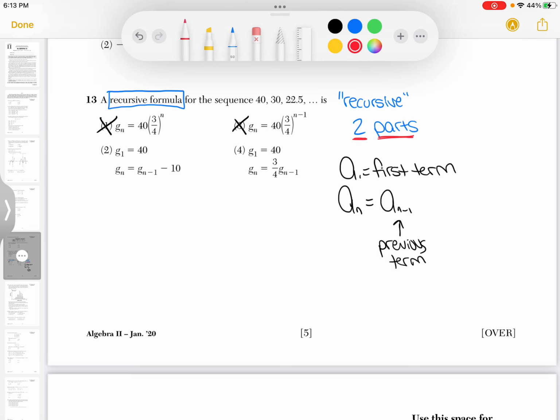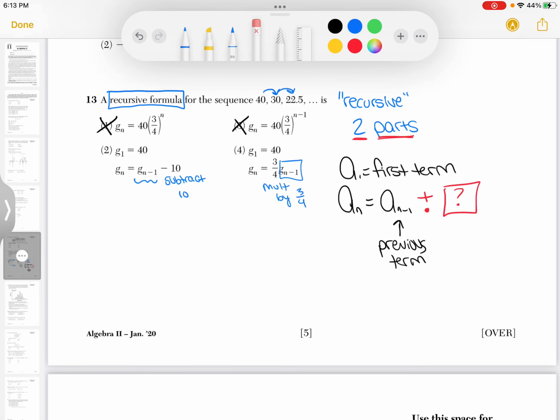And then depending on the sequence comes the pattern. It's either adding or multiplying something. So that something is what we need to figure out for this one. If you look at your two choices, this one's saying to take the previous term and subtract 10, so the pattern is minus 10. This one's saying to take the previous term and multiply it by 3 over 4.